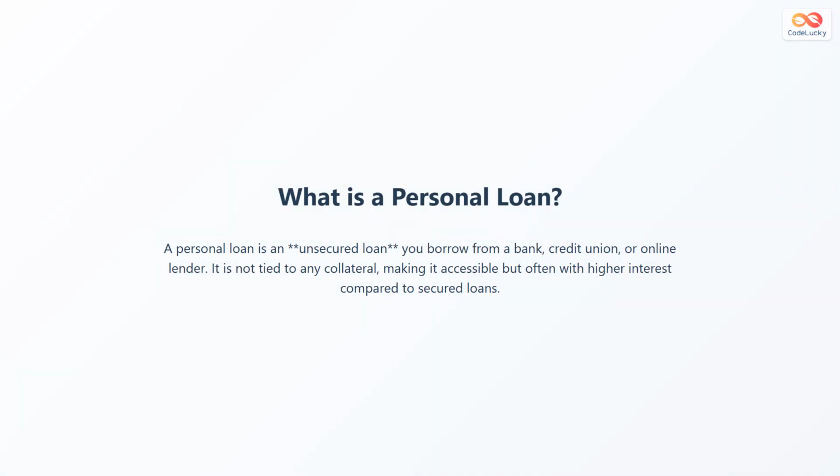A personal loan is a one-time borrowing from a lender like a bank or financial institution. It is unsecured, meaning you do not need to provide any asset as collateral. You borrow a fixed amount and repay it in equated monthly installments or EMIs over an agreed tenure, with interest charged on the borrowed sum.